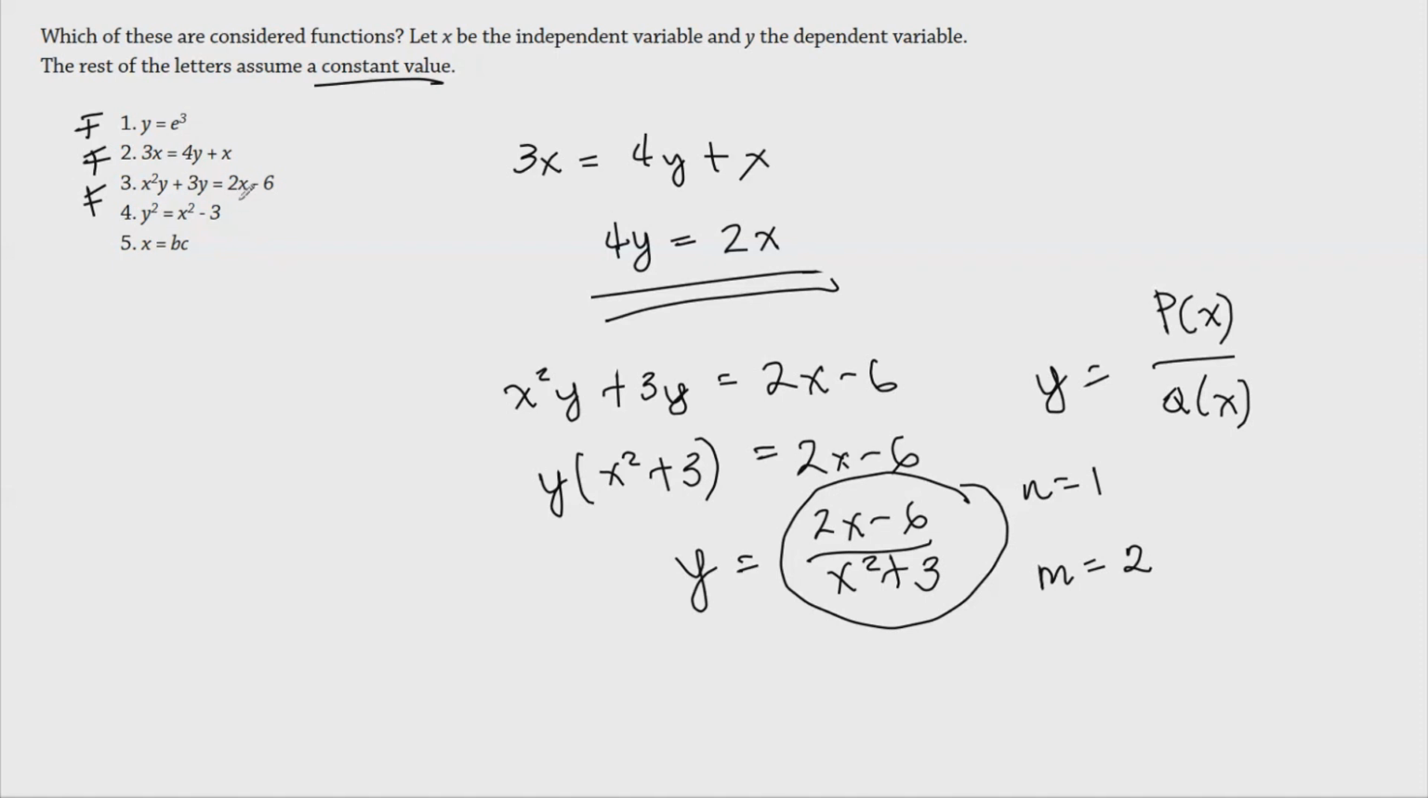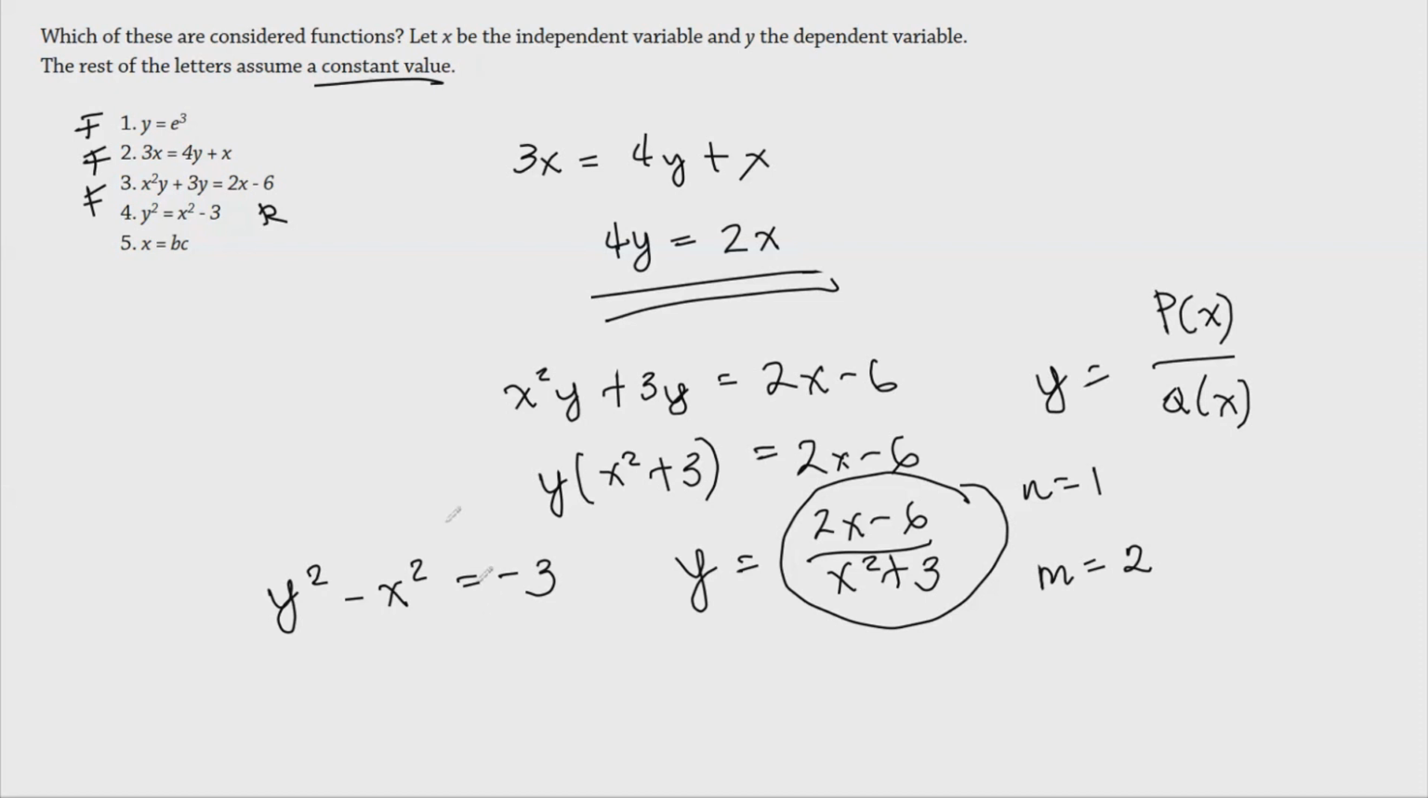y squared is equal to x squared minus 3. So the answer is not a function. This is just a relation. Why is that so? Because if you wanted to draw the graph, you can simply do something like y squared minus x squared equals negative 3.